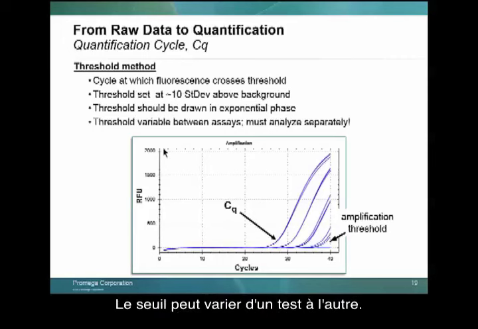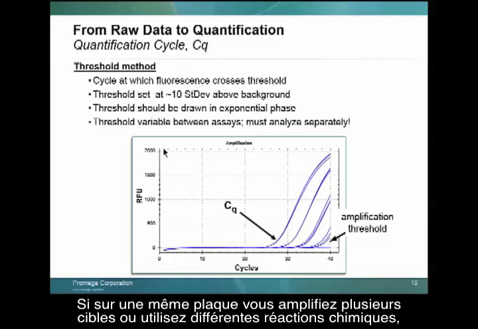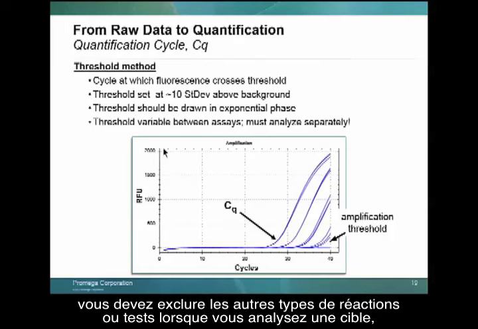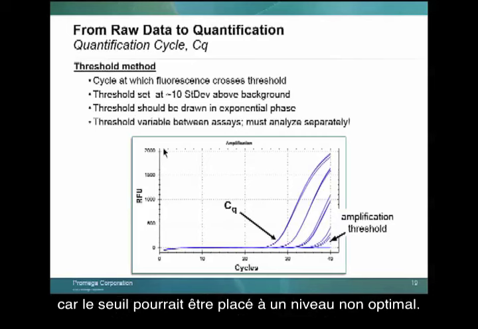The threshold can be variable between assays. So if you're amplifying multiple targets on one plate, or if you are using different chemistries on one plate, you need to actually exclude the other chemistries or the other assays when looking at one assay, or you may not have your threshold drawn in an optimal location.